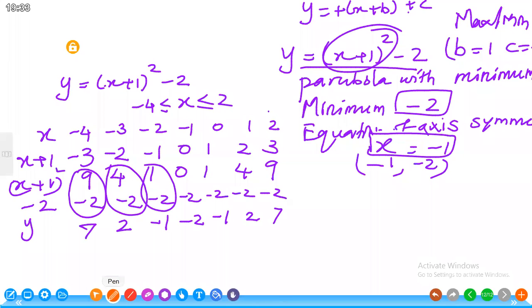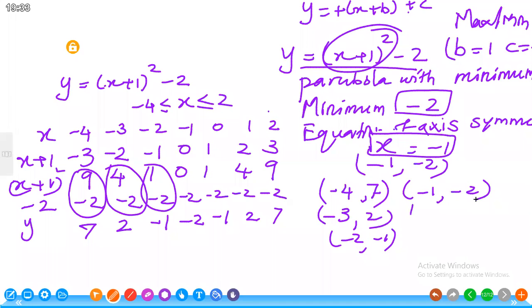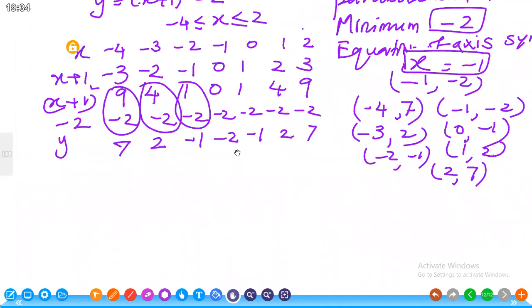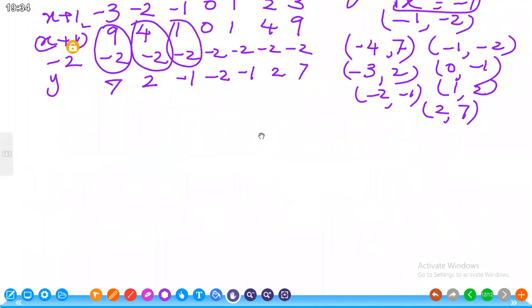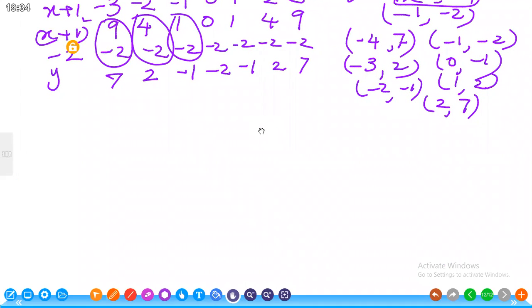Before that, I write the coordinates first, right? Okay, the coordinates are first (-4, 7), another coordinate (-3, 2), another coordinate (-2, -1), another coordinate (-1, -2), another one (0, -1), another one (1, 2), and finally (2, 7). First write the coordinates, so after that you can draw the graph easily, students. Now I draw the graph according to the coordinate points.